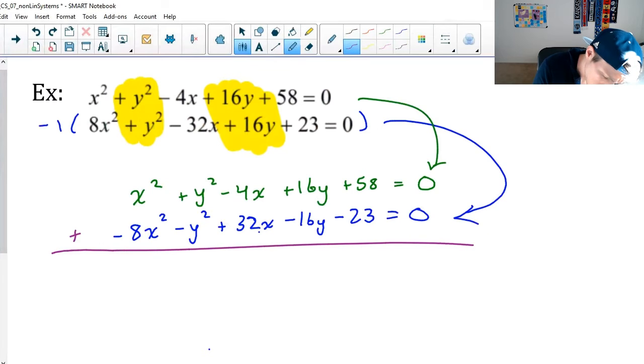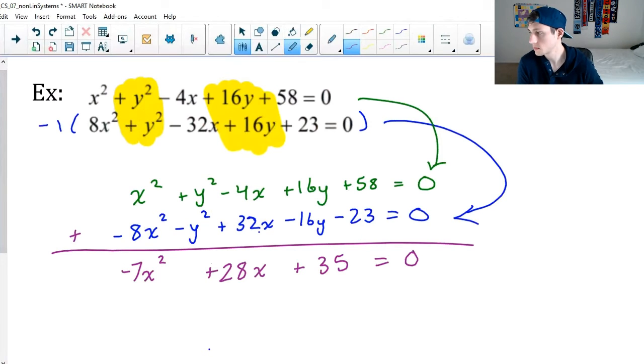Now I'll add these two together. X squared plus -8x squared, so -7x squared. Y squared minus y squared, 0. -4x plus 32x, so plus 28x. 16y minus 16y, 0. 58 minus 23 would be plus 35 equals 0. Just column by column, make sure everything's lined up nicely. It shouldn't be too bad.